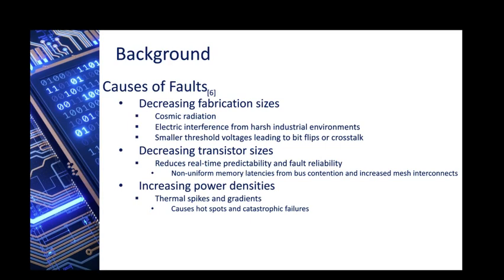Now we'll talk about the causes of faults. First off is the decreasing fabrication sizes, which leaves them susceptible to cosmic radiation, electrical interference from harsh industrial environments, and finally smaller threshold voltages that can lead to bit flips or crosstalk. Next is the decreasing transistor sizes, which reduces real-time predictability and fault reliability, and leads to non-uniform memory latencies from bus contention and increased mesh interconnects. And finally, increasing power densities, such as thermal spikes and gradients, which can cause hotspots and catastrophic failures.